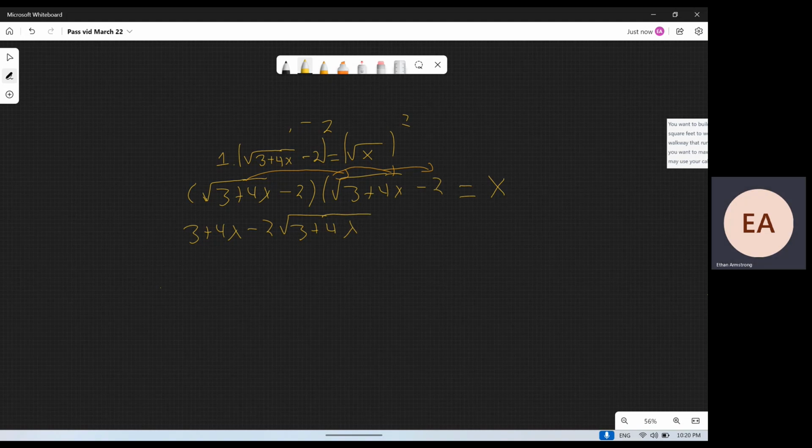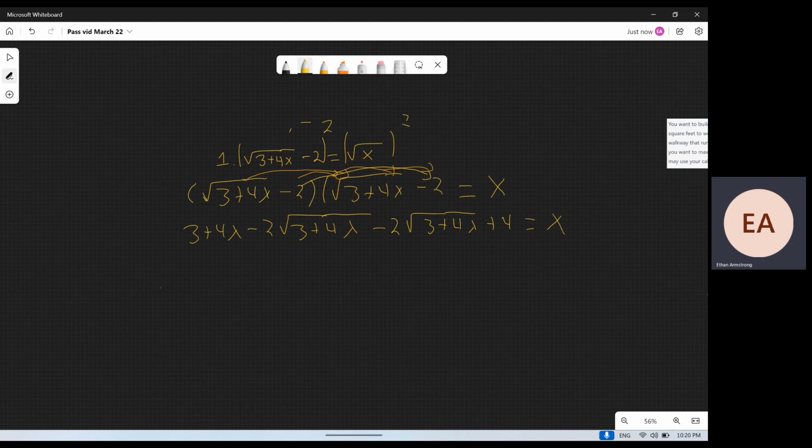And now we do that again to the second term. So we have negative 2 times 3 plus 4x. So we have another minus 2 times 3 plus 4x. Then we have negative 2 times negative 2. Kind of messy. And that'll be plus 4 equals x.